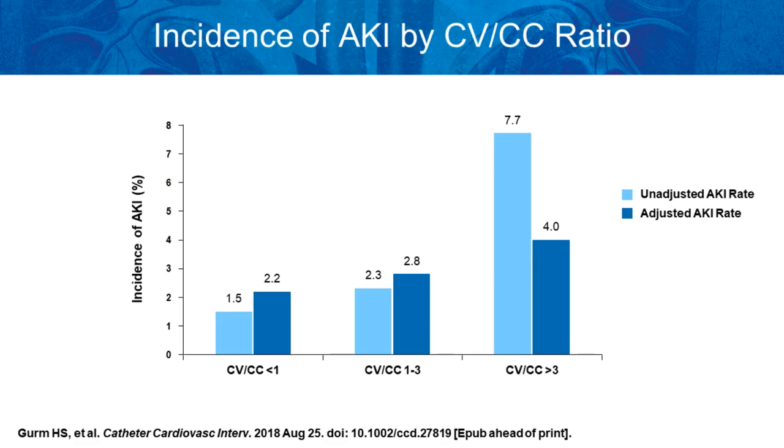And what you see with this is the likelihood of AKI is very low. The likelihood of acute kidney injury in these patients, where the contrast volume is less than the creatinine clearance, was 1.5 unadjusted, 2.2 adjusted. You compare it to the threshold that we had been advocating for prior to that, which was a contrast volume to creatinine clearance ratio of 3. It was significantly improved compared to that.